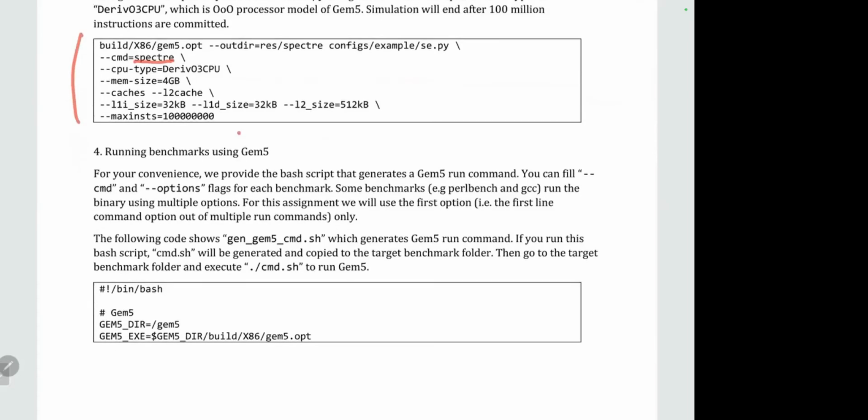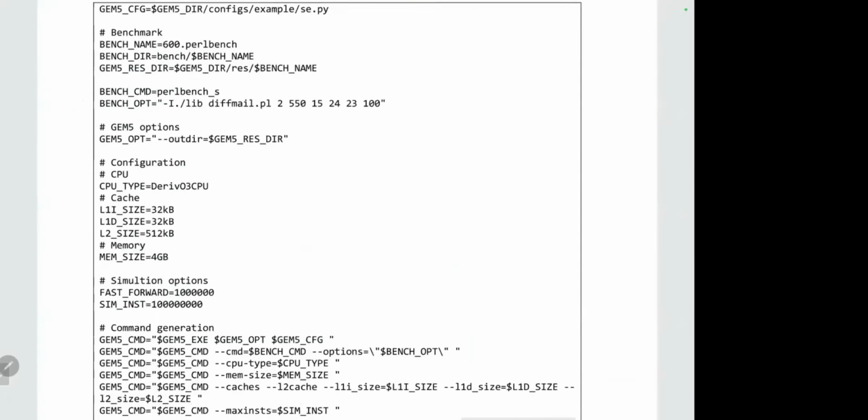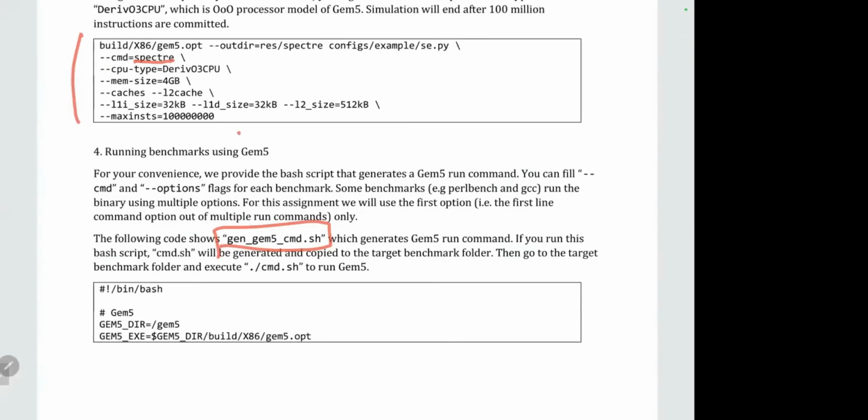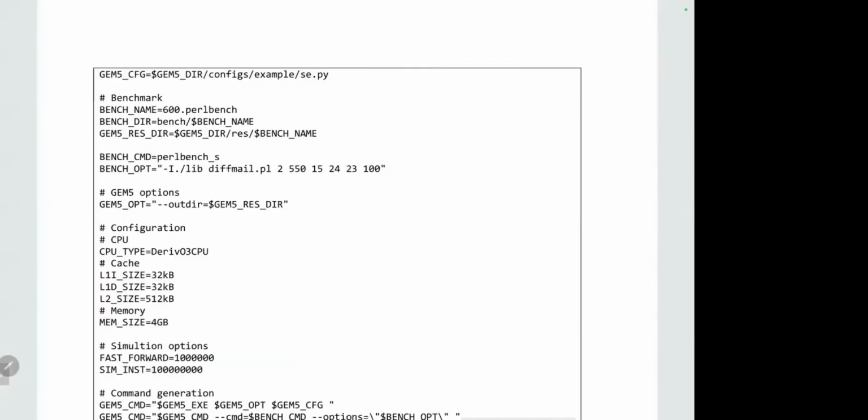But actually, kindly, I provide the Gem5 command generation script. So this is the example script, and this is a bash script. Okay, it's not Python, it's a bash script.